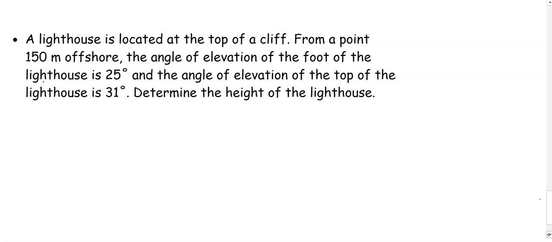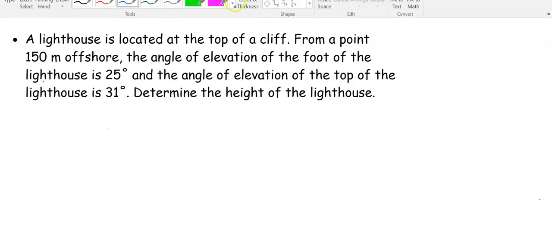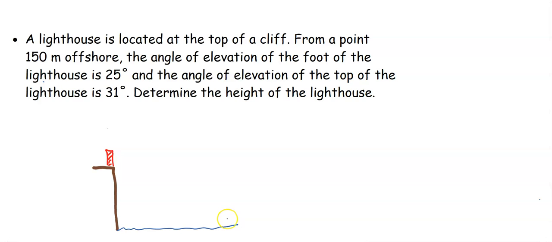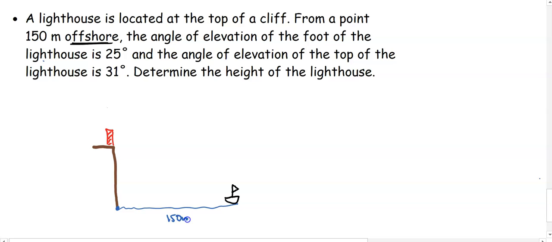So I have a lighthouse located on the top of a cliff. So I'm going to start with my cliff, right? And I'm going to have a lighthouse on top of the cliff. And there's water here, right? Because there's a shoreline, there's water. And we have a boat out in the water. Okay. So from a point 150 meters offshore, right? Offshore means, okay, there's the boat, it's offshore. That's where the water meets land, that's where the shoreline is. So offshore is 150 meters.